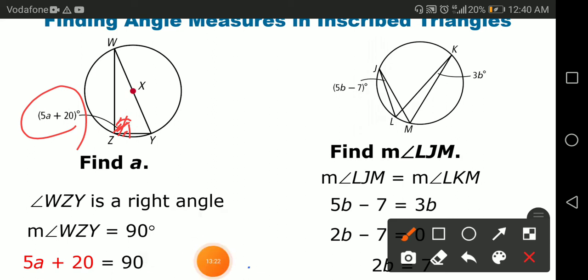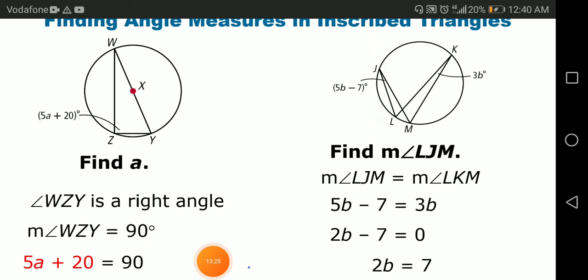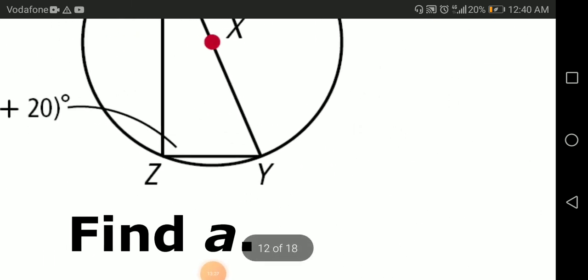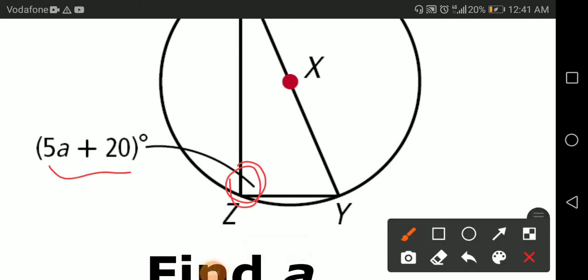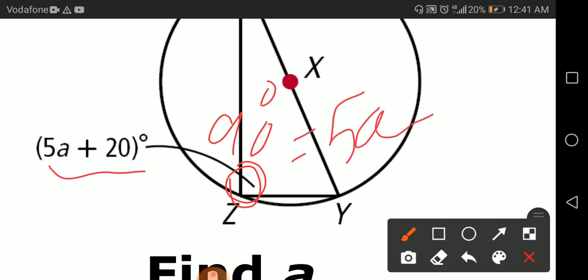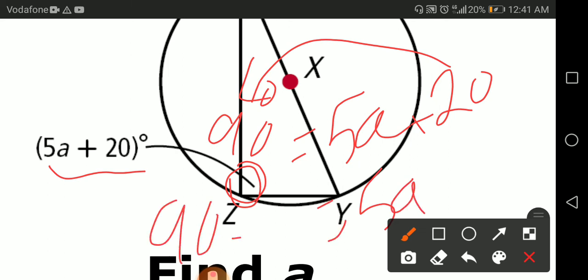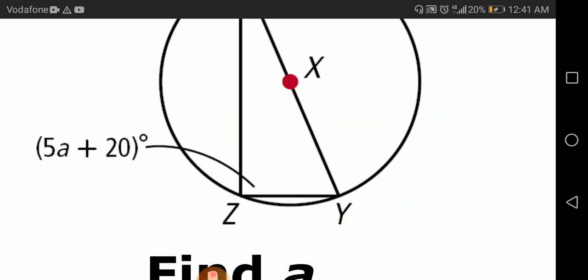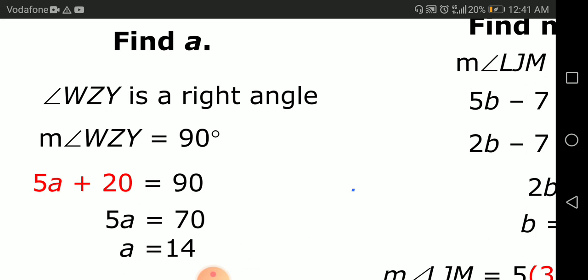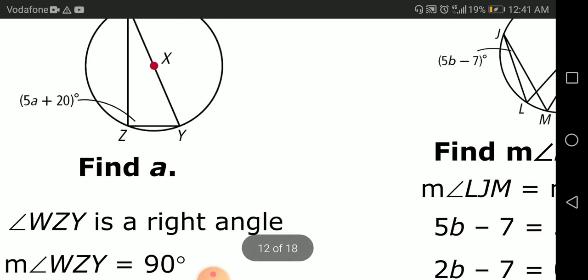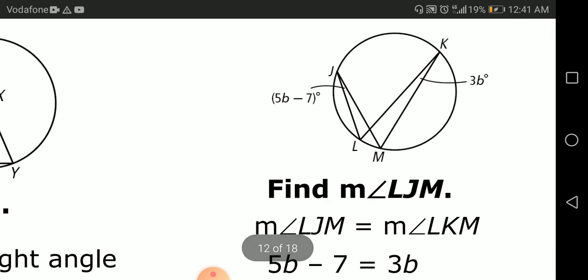Here, I didn't see it from the drawing. So can you see this? I will enlarge it for us. This expression is just for the angle. So you get 90 degrees equal to 5A plus 20. Now it's very easy. 5A equals 90 minus 20, which means 70 equals 5A, divided by 5, divided by 5. So A is 40.